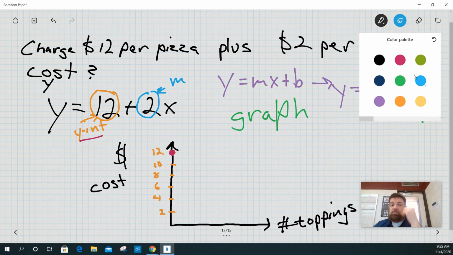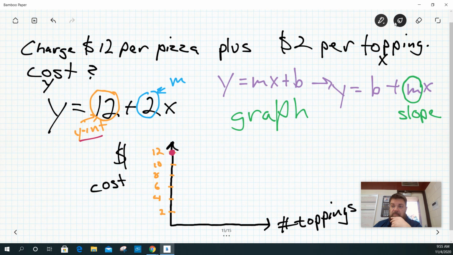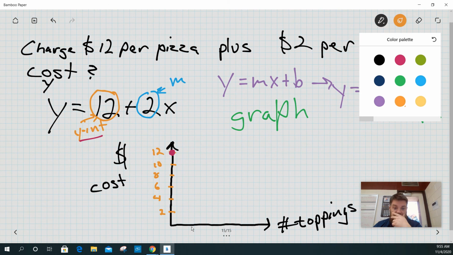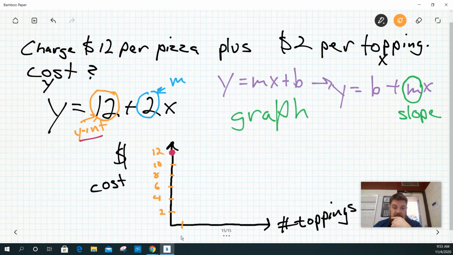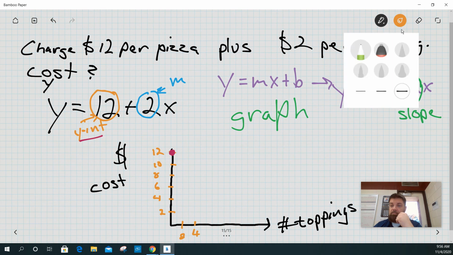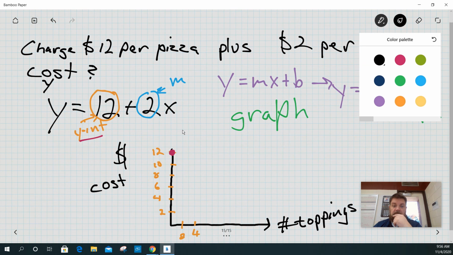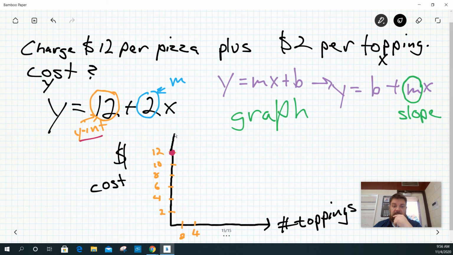Now, my slope is 2. So let's label the toppings. If I have my toppings, I'm going to count those by 2. So there's 2 toppings, 4 toppings, so on and so forth. And then I think what I'll do so we can get a better view of the graph is extend this graph. I'm going to blow it up a little bit like this.